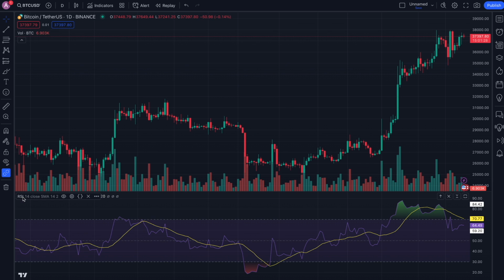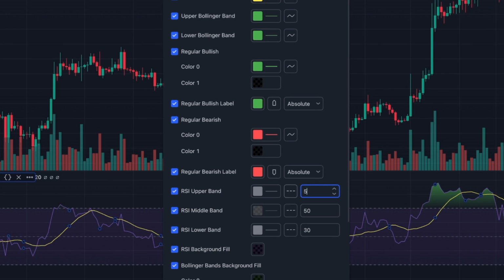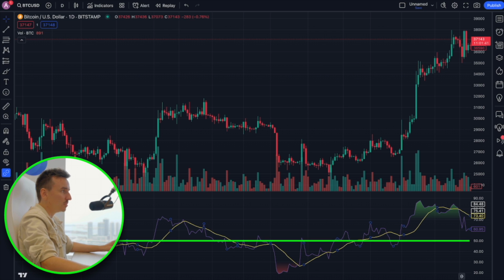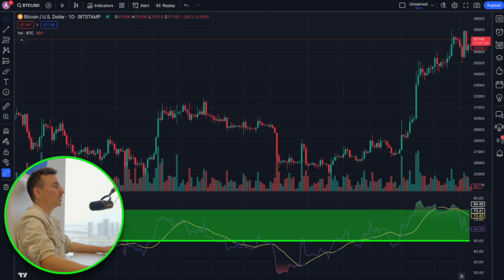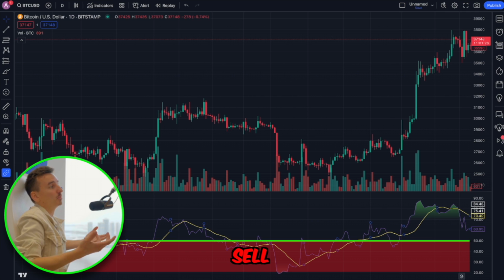To do this, you should go to the indicator settings, click here, then click style and change the upper and lower bands to 50. Here you have a single line in the middle, which you can easily use to confirm trends. If the RSI is above the middle line, the price is on an uptrend, so you should only take buy positions. On the other hand, if the RSI is below the middle line, the price is in a downtrend, and you should only take sell positions, of course.